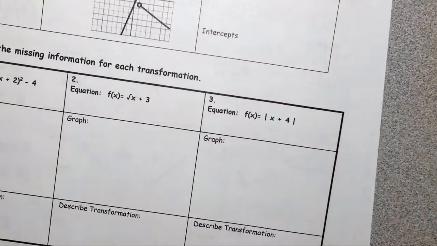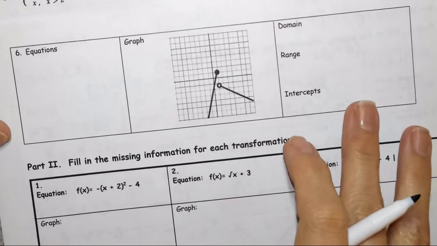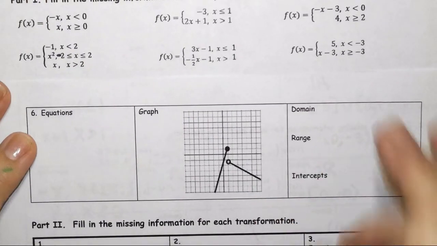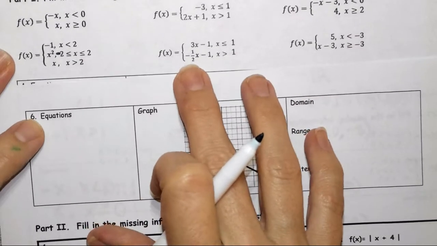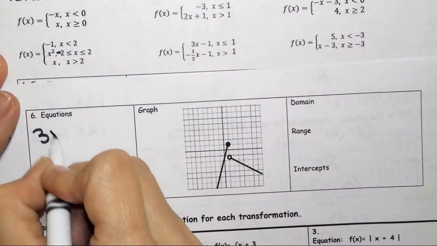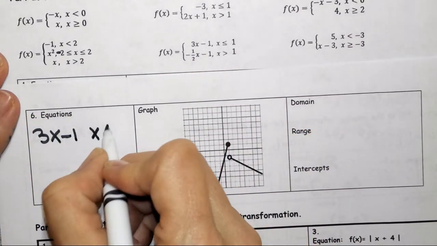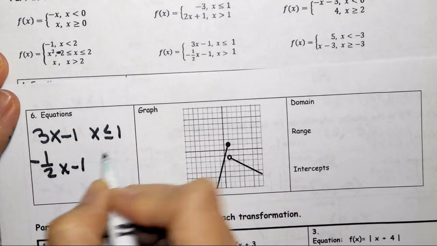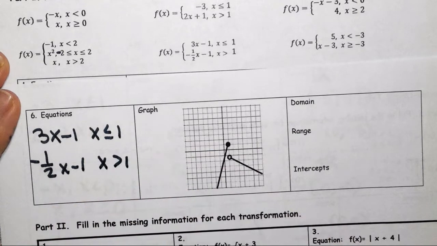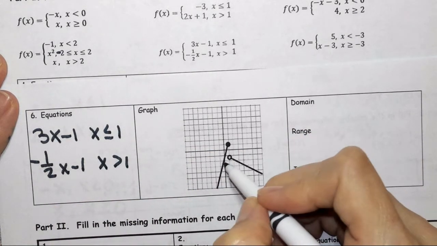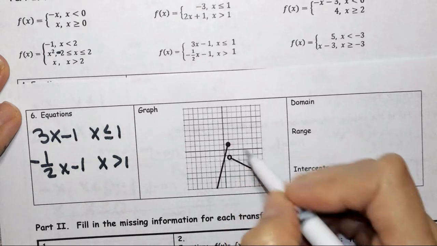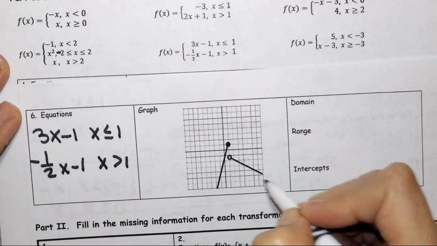Okay. All right, on the back, we've got one more graph to go with this table, and there's only one equation that I haven't used yet. So the only equation I have not used yet is this one right here. So 3x minus 1, where x is less than or equal to 1, and -1/2 x minus 1, where x is greater than 1. So this right here is my 3x minus 1, and this right here is my negative 1/2 x minus 1 line.